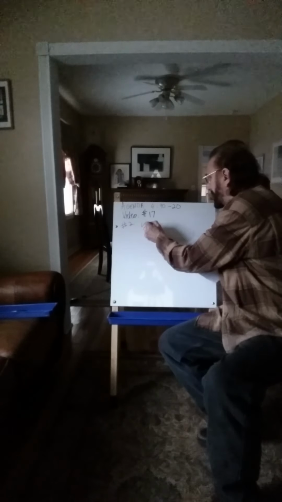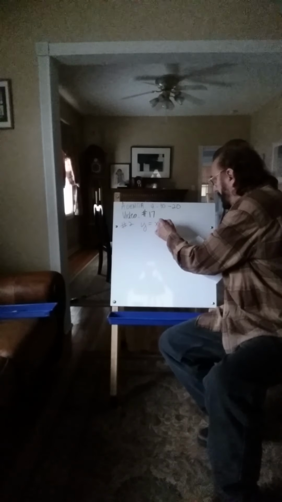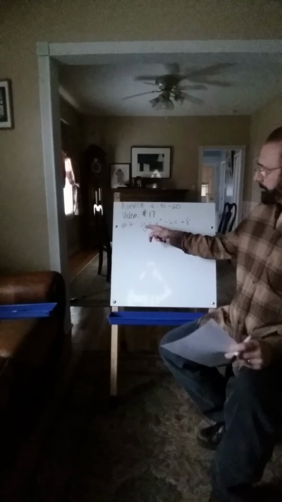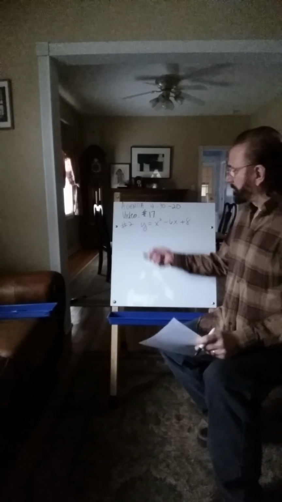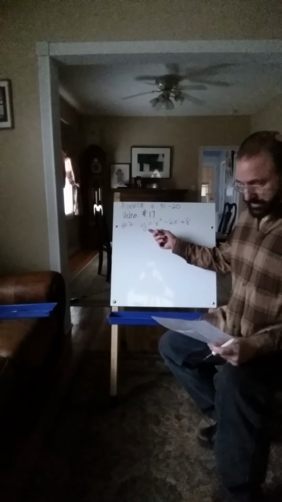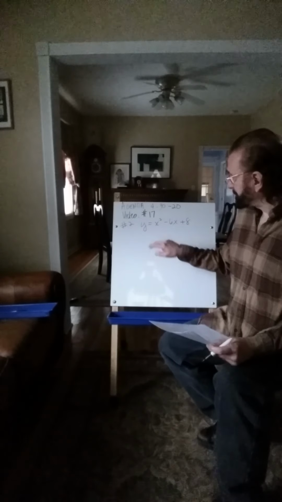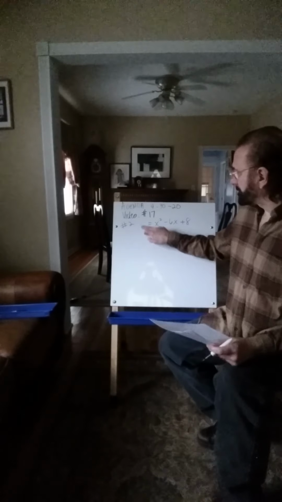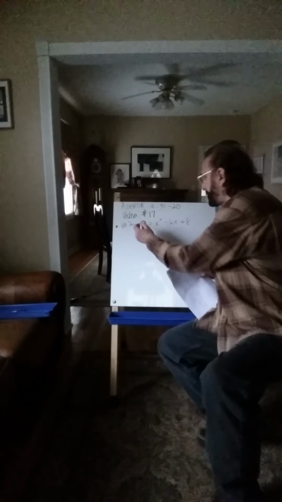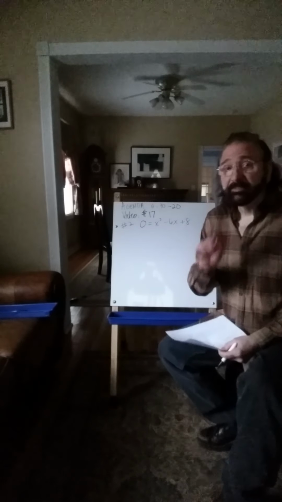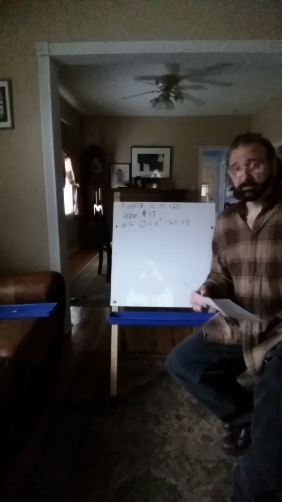Number 2 is y equals x squared minus 6x plus 8. Now remember, the y could be f of x. In this case, we want to make it 0, because we want to find the x-intercepts. So I'm just going to change it to 0.